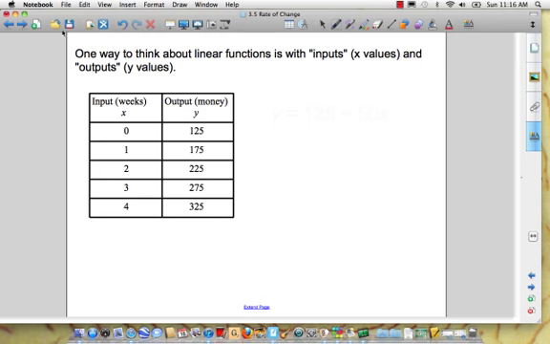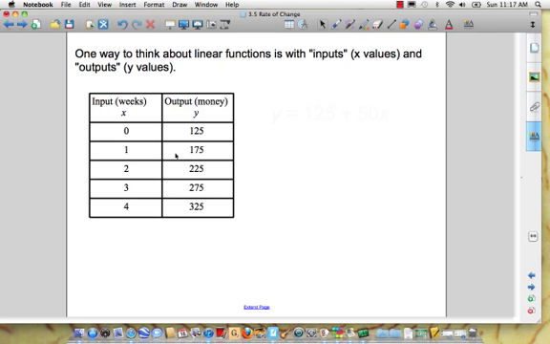One way to think about linear functions is with inputs, or x values, and outputs, y values. So what I have here is a table where the input is the number of weeks and the output is the amount of money that somebody has. So in this example, you can see that at week 0, so at the start, this person has $125. After 1 week, the person has increased their amount of money to $175, and then 2 weeks, $225, and so on.